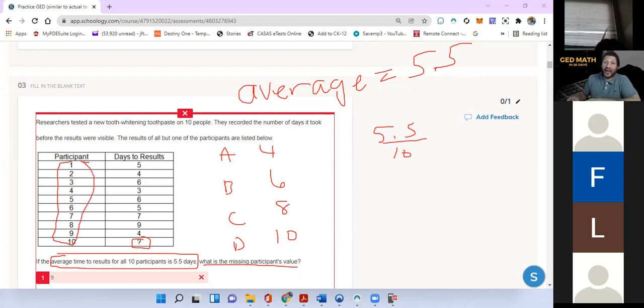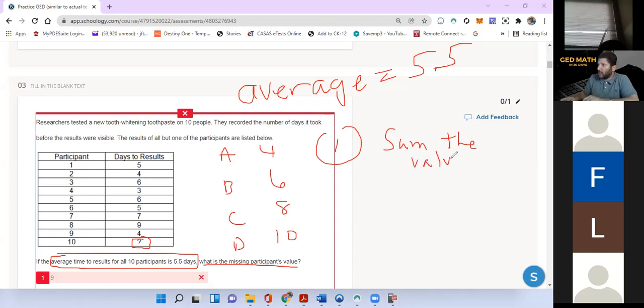So how do we find the average? Let me start there. How do we find the average? Isn't it when you add all the numbers and divide them by how many they are? Okay. So let's understand how we find the average. First, in order to find the average, we must add the sum of the values. What does the word sum mean?